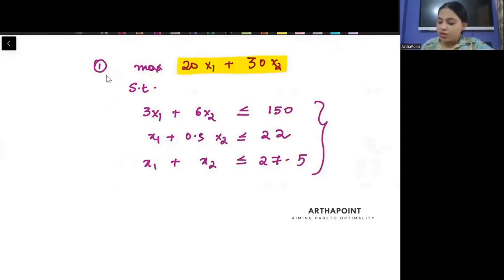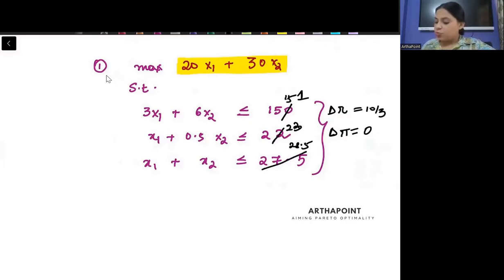Okay beta, then what did we do? We said, look, if this changes to 151, if flour increases by 1 unit, then my profits will change by 10/3. Then I said, if this increases to 23, the profits will remain unchanged. Then we said, if this increases to 28.5, the profits will change by 10. These are the marginal profits we found out.